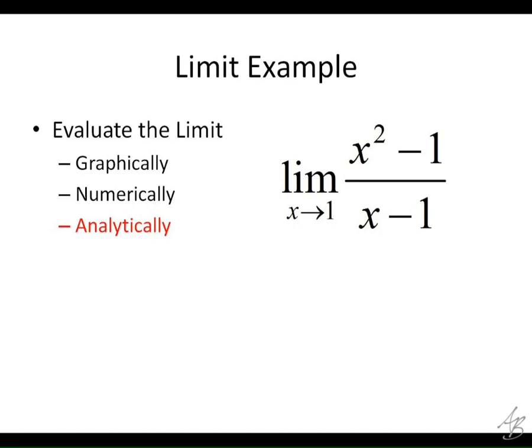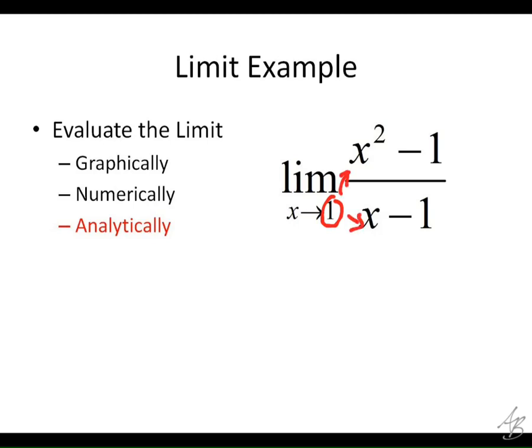One method of evaluating limits is called direct substitution. And direct substitution is the easiest way to evaluate limits. It doesn't always work, though. And I'll tell you right now, it's not going to work here. But this is how direct substitution works. I'm going to take this value here, 1, and put it in for x, and see what happens.